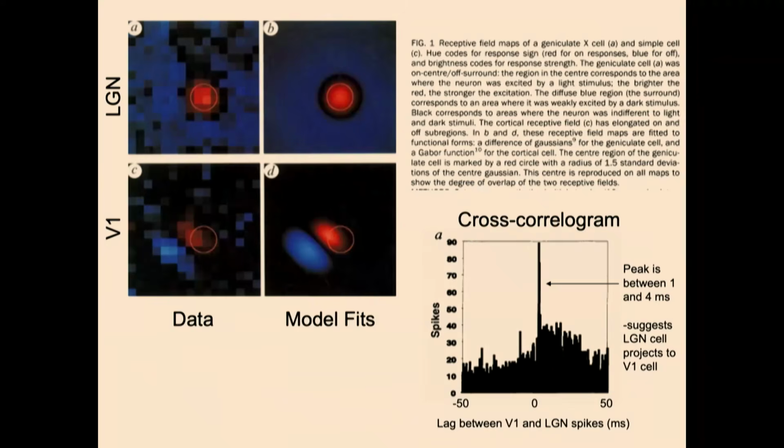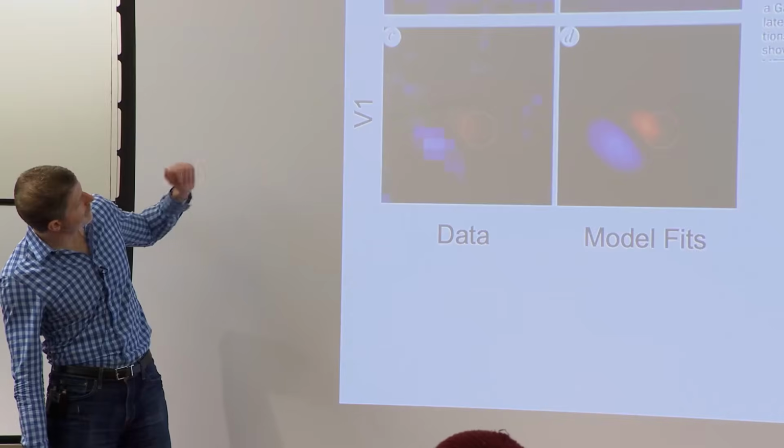So how does this work? Well, you're recording from the LGN and from V1. These are measured receptive fields, like think of these as a spike-triggered average, right? So this is your estimate of the receptive field or the filter.